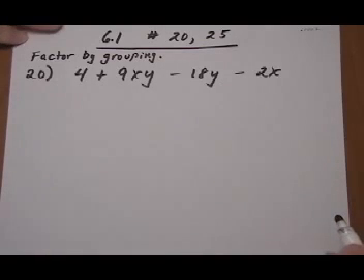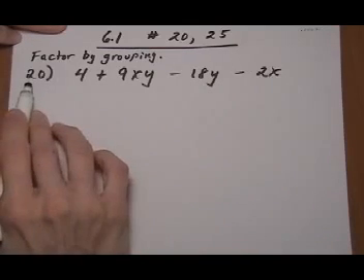Section 6.1, numbers 20 and 25 from the homework. Factor by grouping, number 20.